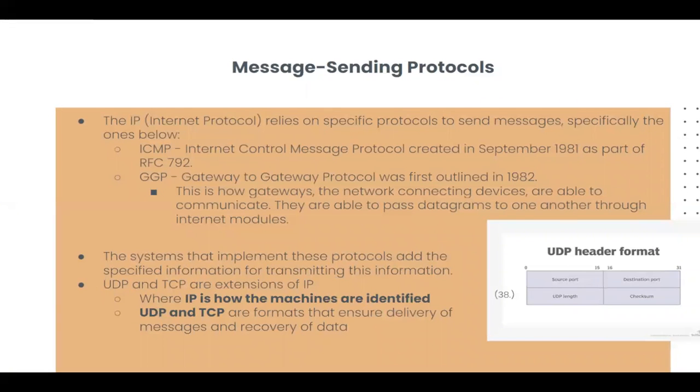Now for the message sending protocols. The IP relies on specific protocols to send messages, specifically the ones below. ICMP, created in September 1981 as part of RFC 792. GGP was first outlined in 1982. This is how gateways, the network connecting devices, are able to communicate. They are able to pass datagrams to one another through internet modules. The systems that implement these protocols add the specified information for transmitting this information. UDP and TCP are extensions of IP. Where IP is how the machines are identified, UDP and TCP are formats that ensure delivery of messages and recovery of data.